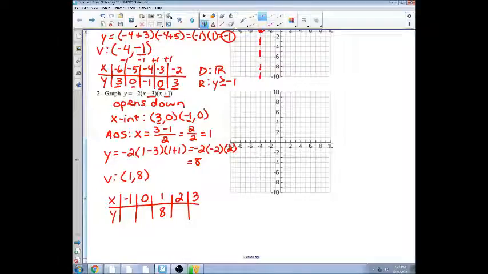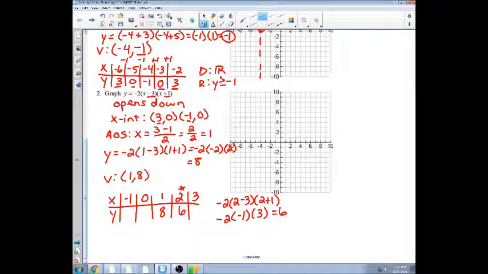From here, I need to put the 2 right here back in the equation, so it'll be negative 2 times 2 minus 3 times 2 plus 1. That'll be negative 2 times negative 1 times 3. Well, negative 2 times negative 1 is positive 2. Positive 2 times 3 will equal 6.